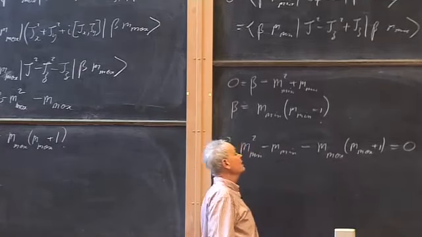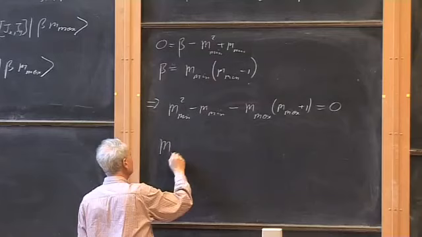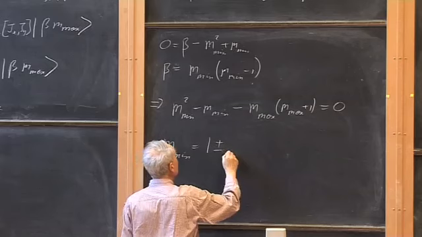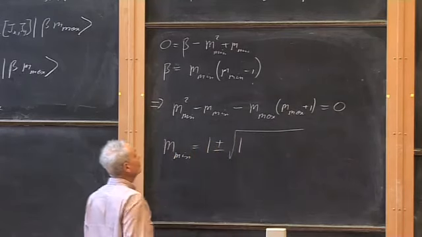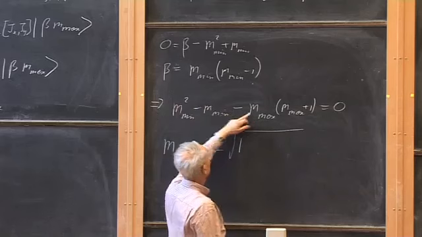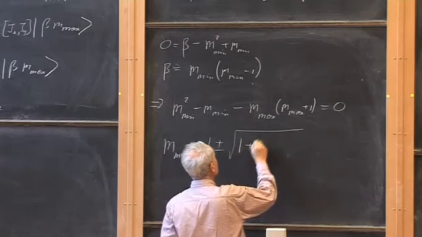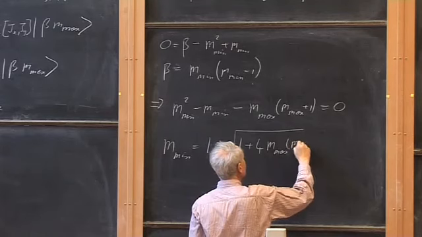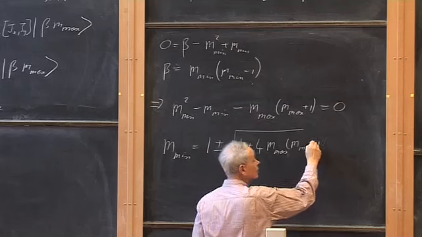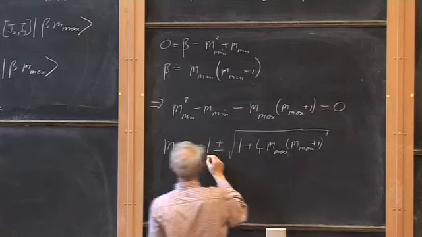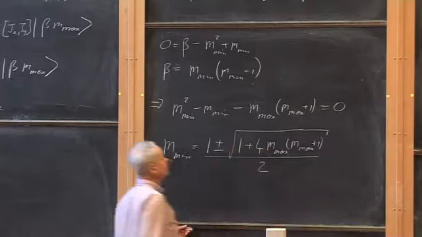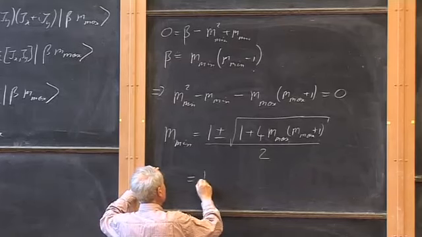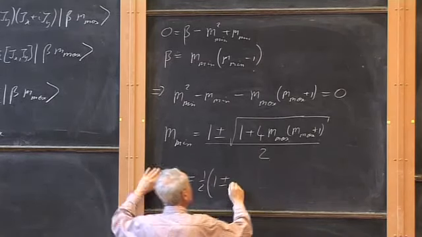Right? So this is a quadratic equation, and it tells me that M min is equal to minus b, well, b is minus 1, so that's equal to 1, plus or minus the square root of b squared minus 4ac. A is 1, c's minus this stuff. So plus 4 M max brackets M max plus 1, all over 2. Looks ugly, but actually it's very beautiful, because this is going to be a half of 1 plus or minus the square root of.